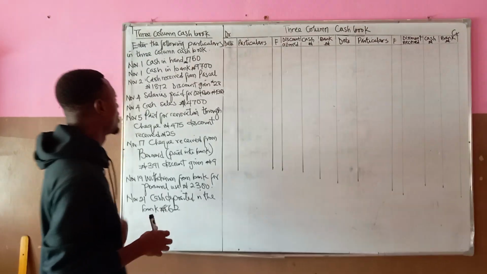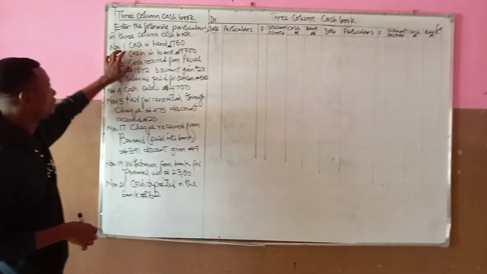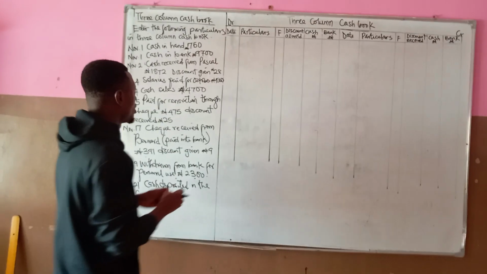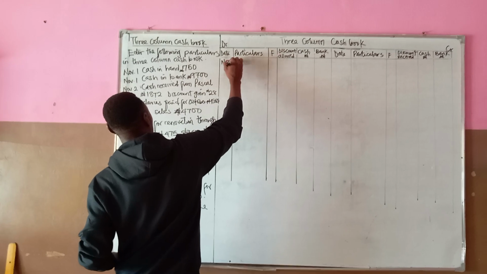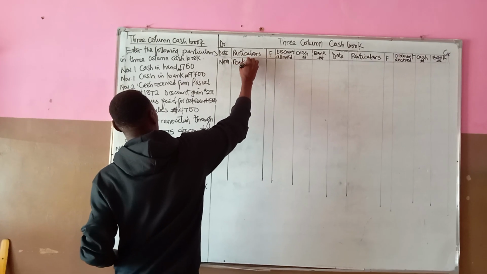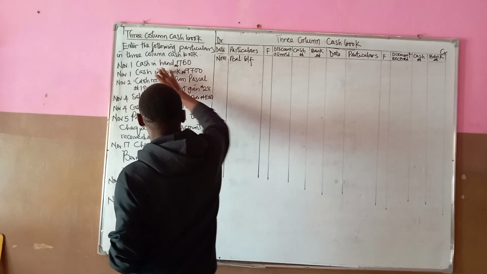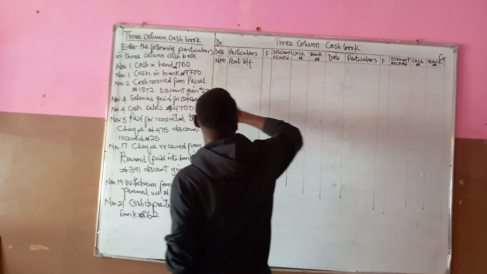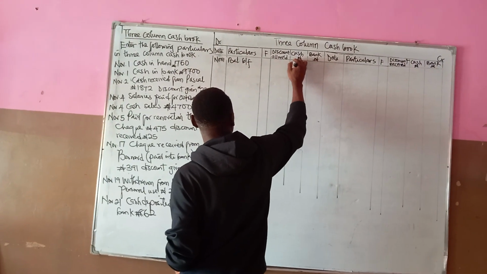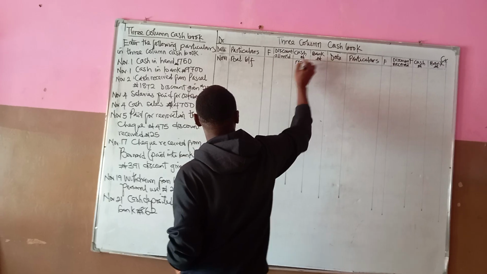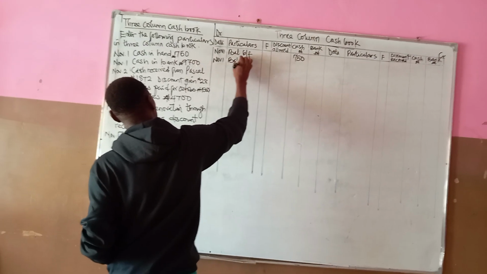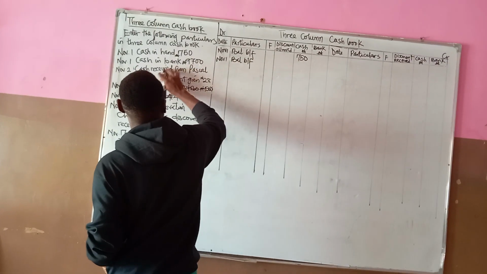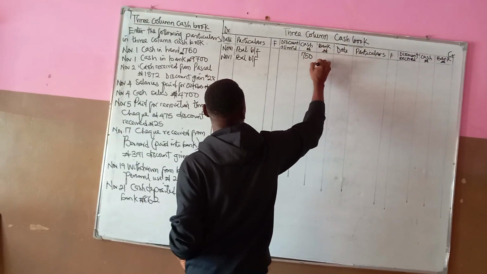Now, very quickly, let's go to our question. November 1, we know that cash in hand, which is our balance brought forward, is 750 under cash. Also, November 1, balance brought forward, cash in bank, 9,700.